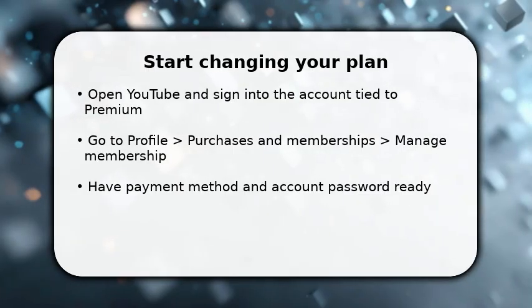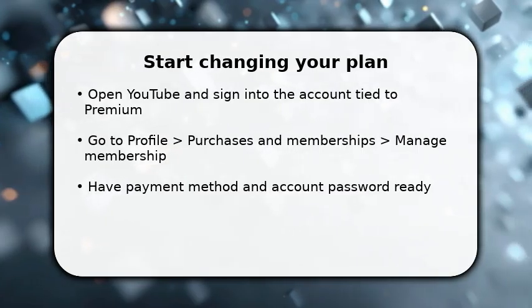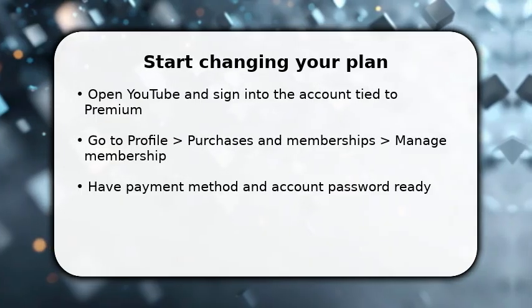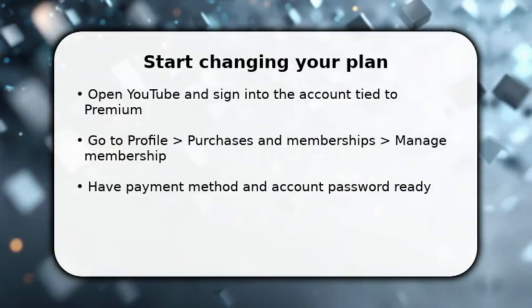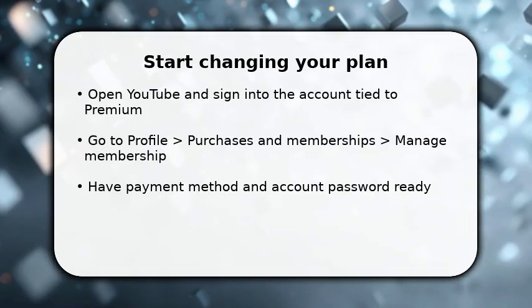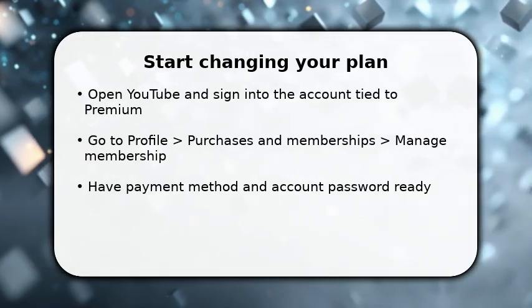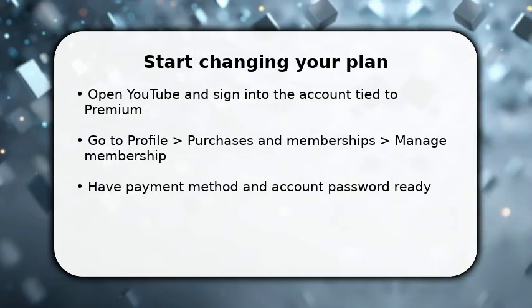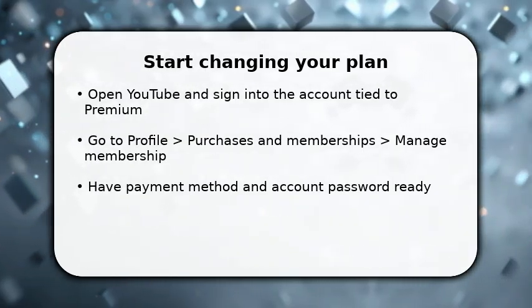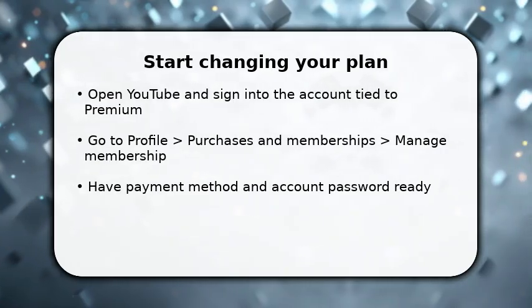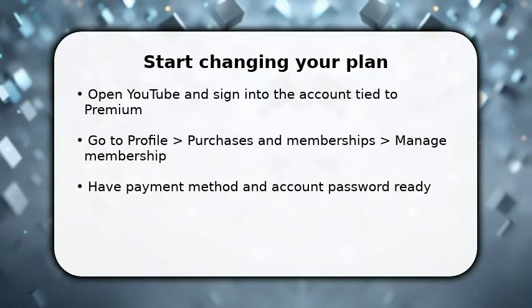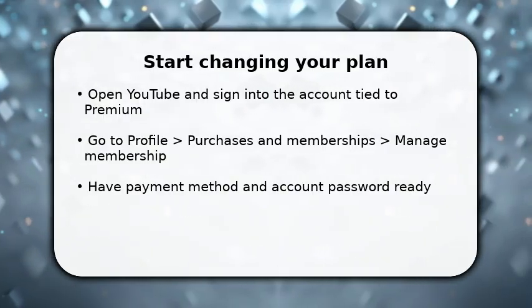You start by opening YouTube in a browser or app and signing into the exact account that holds premium. This ensures you change the right membership. Once signed in, go straight to Profile, then Purchases and Memberships, and tap Manage Membership so you see current plan details. Make sure your payment method is active and you remember your password because you may need to authenticate before changing plans. This avoids delays when you pick a different tier or family option.